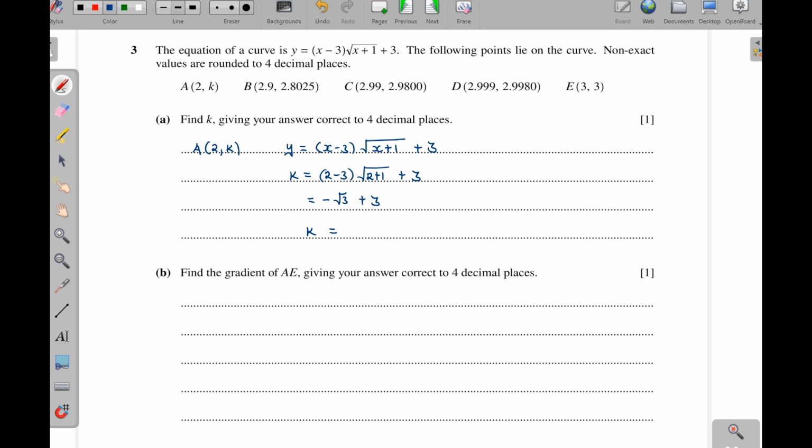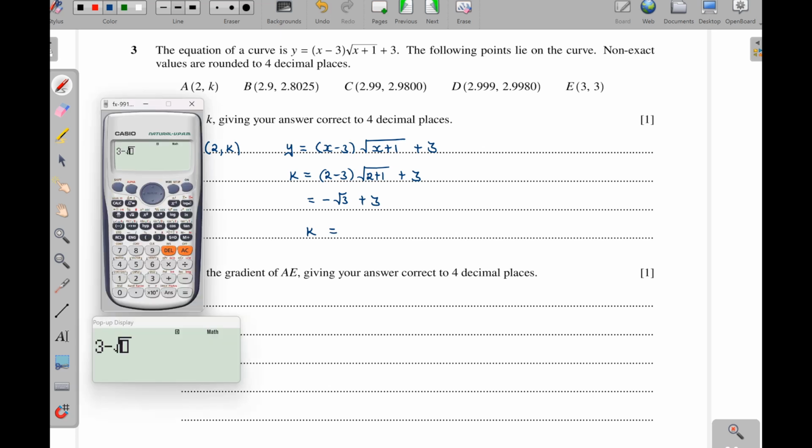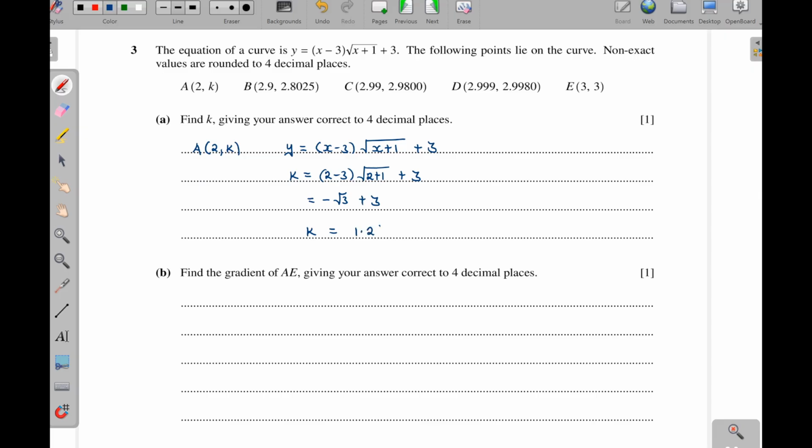That means k is going to be equal to what? 3 minus the square root of 3. This one will give us 1.2679. Answer: 1.2679, 4 decimal places. Now, since this is the degree of accuracy, if you put any other degree, you're going to be marked wrong. Like, for example, you put 3 significant figures, you'll be marked wrong. And yet, this one has only one mark. So please always follow the instructions. Okay, so that is that.